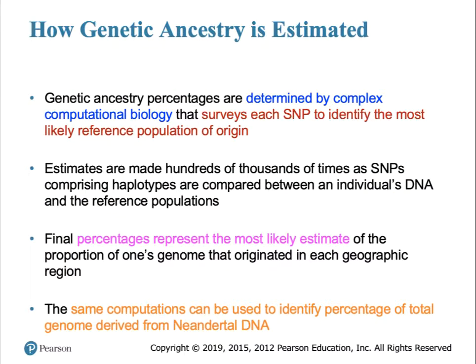Utilizing complex algorithms and calculus, the companies are able to relate the haplotypes from various regions of the customer's DNA to these reference points. And therefore, they're able to tell you what percentage of your genome belongs to which geographical region.